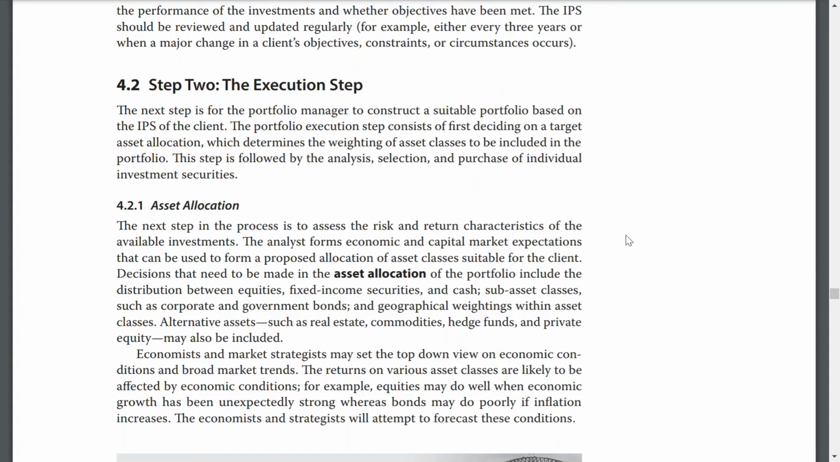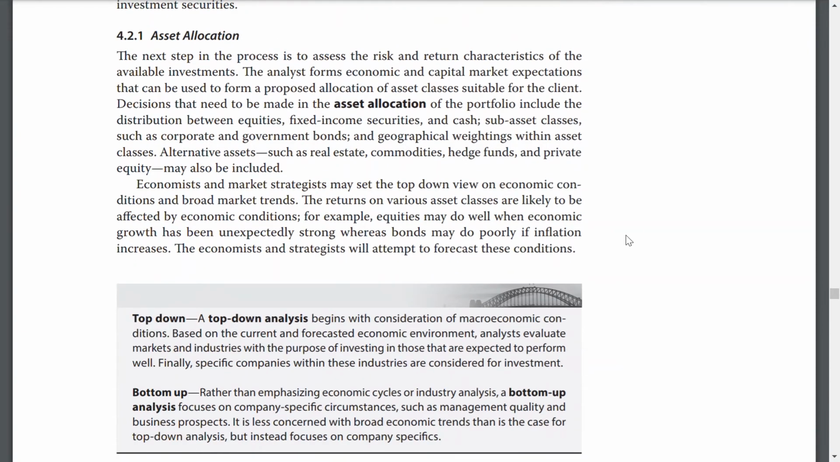Asset allocation. The next step in the process is to assess the risk and return characteristics of the available investments. The analyst forms economic and capital market expectations that can be used to form a proposed allocation of asset classes suitable to the client. Decisions that need to be made in the asset allocation of the portfolio include the distribution between equities, fixed income securities, and cash, sub-asset classes such as corporate and government bonds, and geographical weightings within asset classes. Alternative assets such as real estate, commodities, hedge funds, and private equity may also be included.